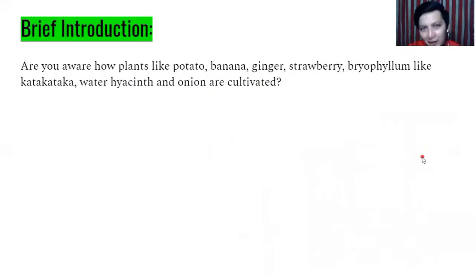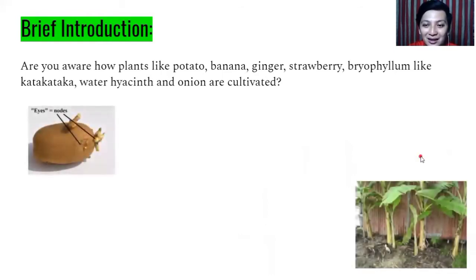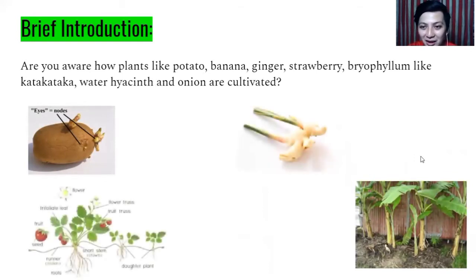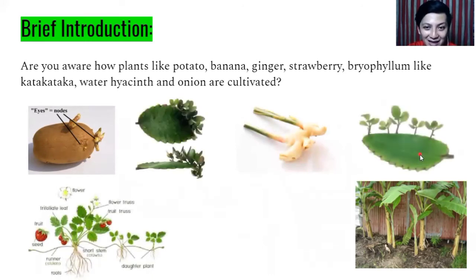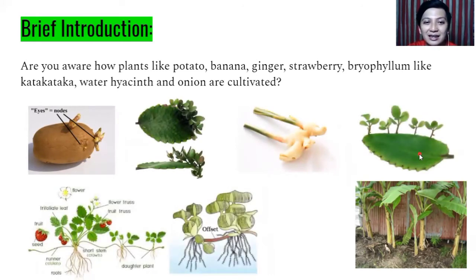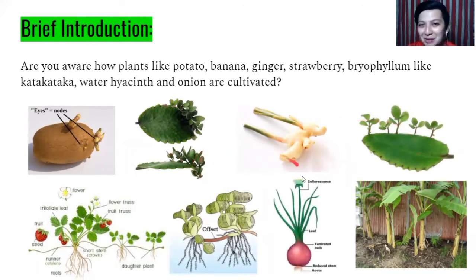So another one, this is a question that maybe you are aware of. Okay, are you aware how plants like potato, banana, this is not a banana tree but a banana plant. Okay, then ginger, strawberry, bryophyllum like katakataka, water hyacinth, and onion. So as you can see, these are all the examples of vegetative propagation or vegetative reproduction. Itong mga nodes na to na makikita natin sa potato, pwede natin yung i-reproduce. Hiwain mo siya sa apat, itanim mo yan, magiging apat yung patatas mo.